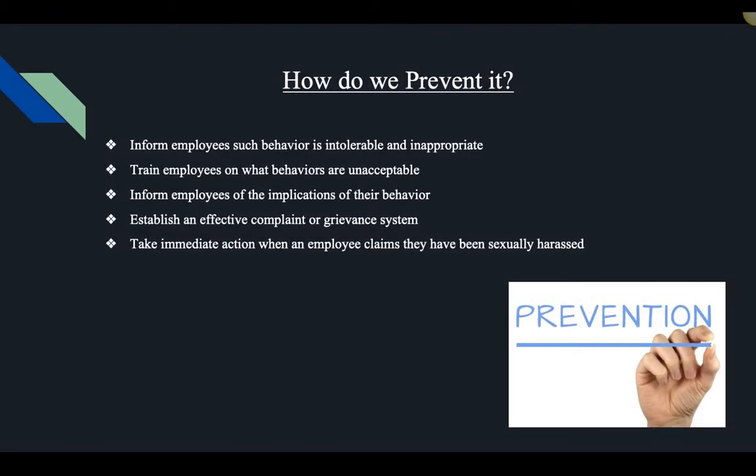If you suspect someone else is being sexually harassed, step in and help or report on their behalf. So how do we prevent sexual harassment? Inform employees such behavior is intolerable and inappropriate. Train employees on what behaviors are unacceptable. Inform employees of the implications of their behavior. Establish an effective complaint or grievance system. And most importantly, take immediate action when an employee claims they have been sexually harassed.